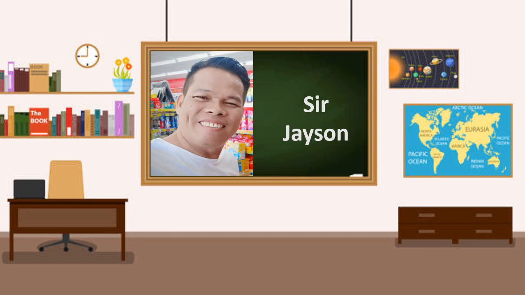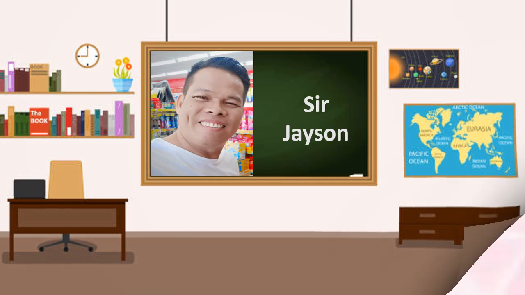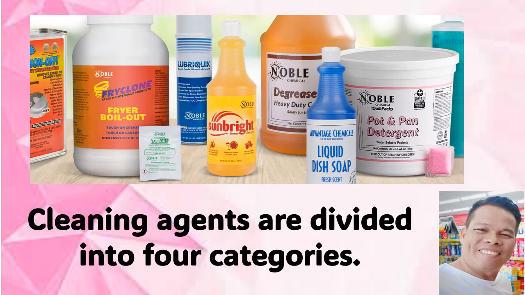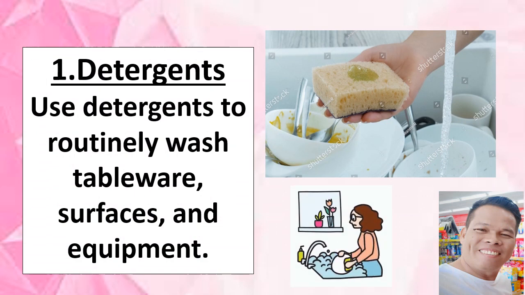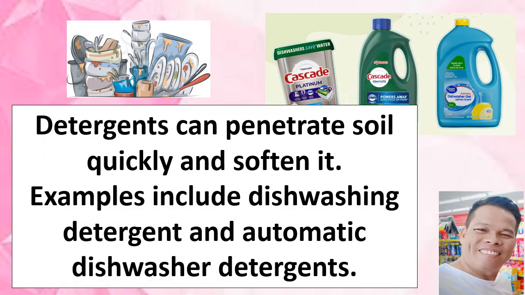Thank you, Ma'am Donna. Let us now move on to the discussion of cleaning agents. Cleaning agents are divided into 4 categories. Detergents. Use detergents to routinely wash tableware, surfaces, and equipment. Detergents can penetrate soil quickly and soften it. Examples include dishwashing detergent and automatic dishwasher detergent.